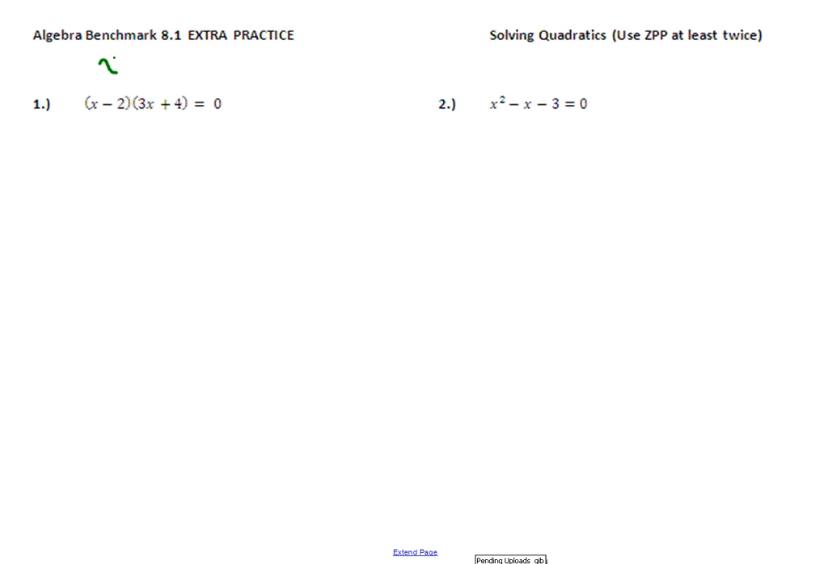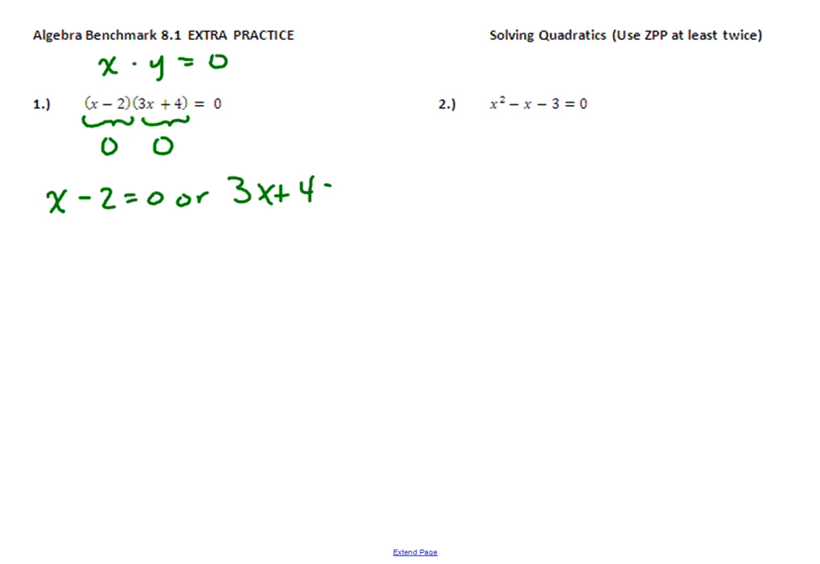So if I have x times y equals 0, either x or y has to be 0. So either this quantity has to be 0 or this quantity has to be 0. So I can write the equations x minus 2 equals 0 or 3x plus 4 equals 0 and solve those equations. In this case, if I add 2 to both sides, I get x equals 2. And here, if I subtract 4 and then divide by 3, I get x equals negative 4/3.